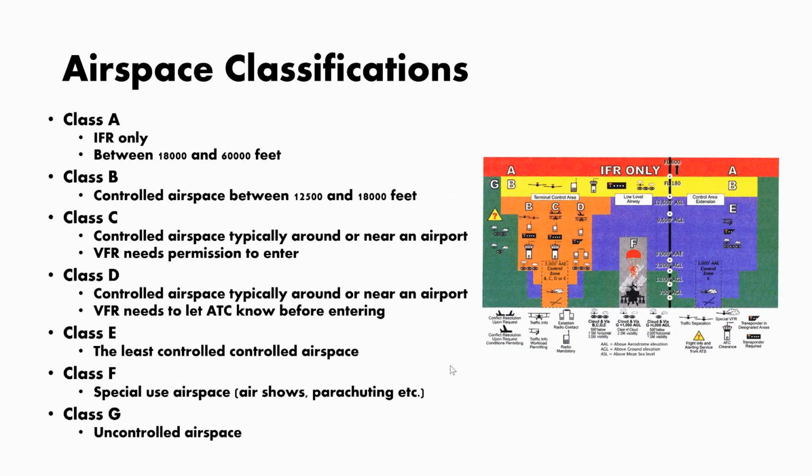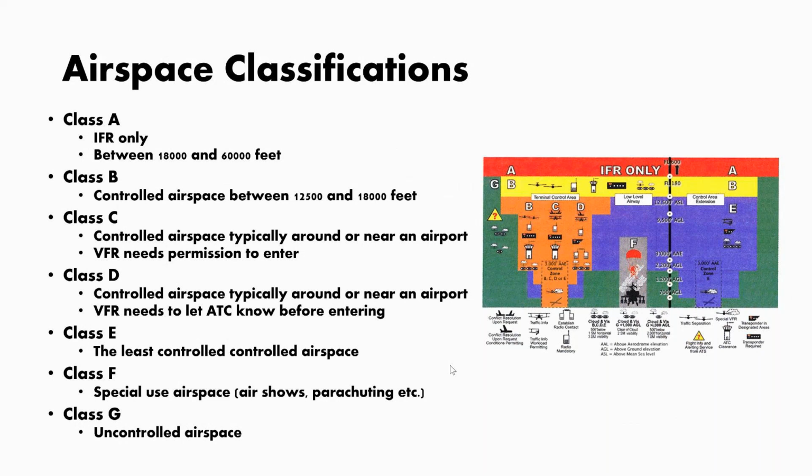Class F is special use airspace. So that can be for air shows, it can be for parachuting. It's usually temporary, right? Like if there's an air show, then Transport Canada or NAV Canada will designate a certain area as Class F airspace. And so within that, you can have two types.